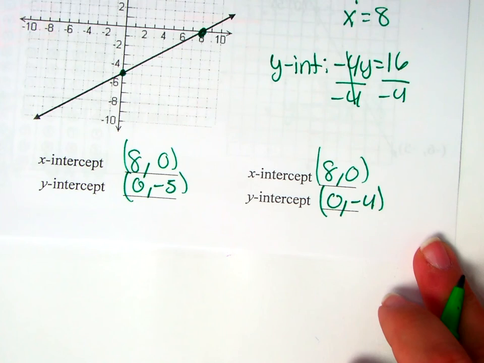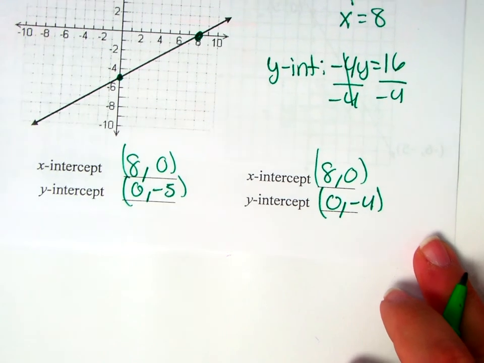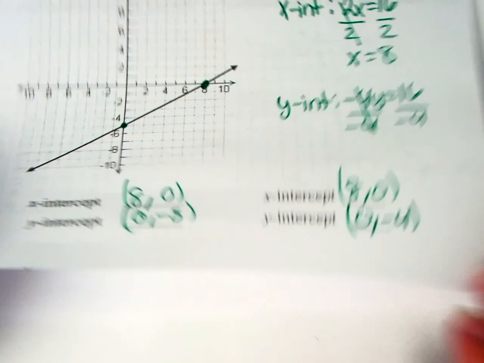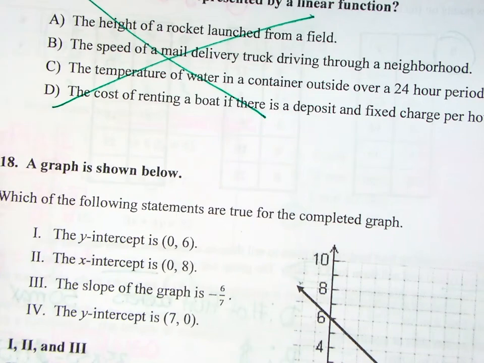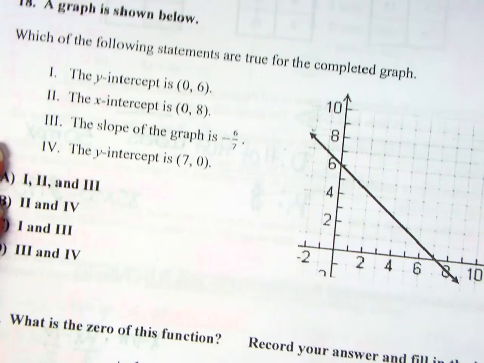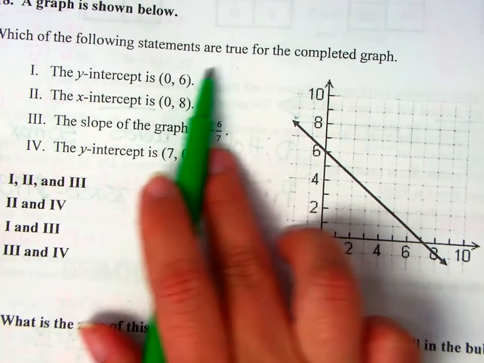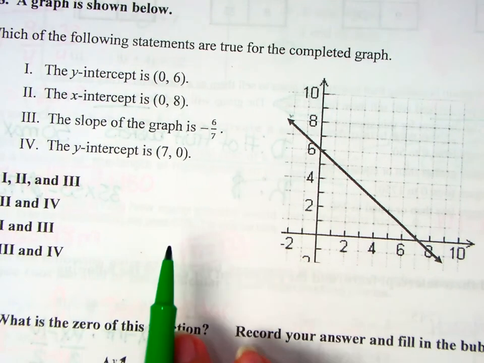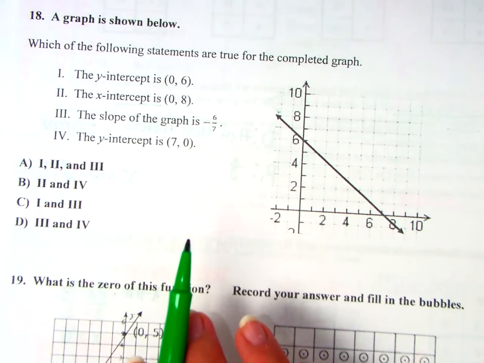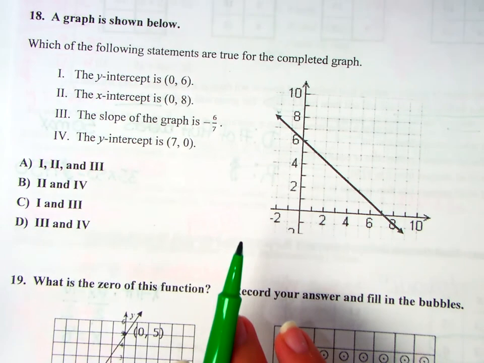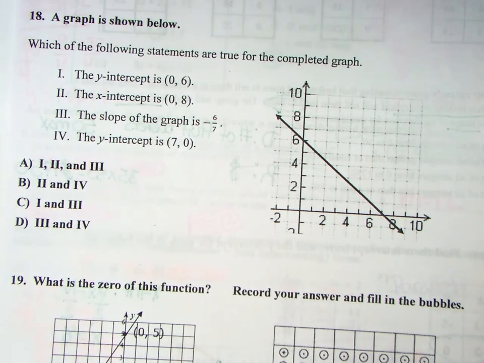Alright, last page. Cross out the very first one. Number 17. Alright. This one right here. Which of the following statements is true for the completed graph? No, don't put it there. Just hold on to it. We only have 2 problems. You can wait.